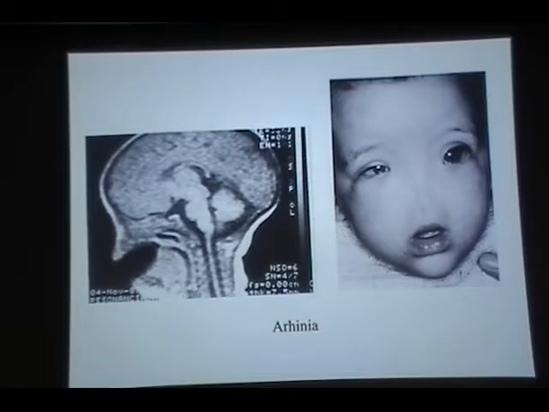Arrhinia. What's going on here? No nose, no nasal cavity, no olfactory epithelium. What caused this? From what we talked about briefly, what did this person lack? Nasal pits. So the nasal pits never formed. So they never formed a nasal cavity. It's got an oral cavity, but there is no nasal cavity. Does this individual have a sense of smell? No.